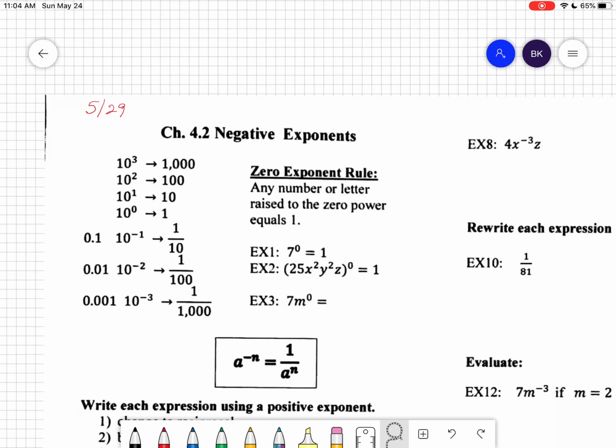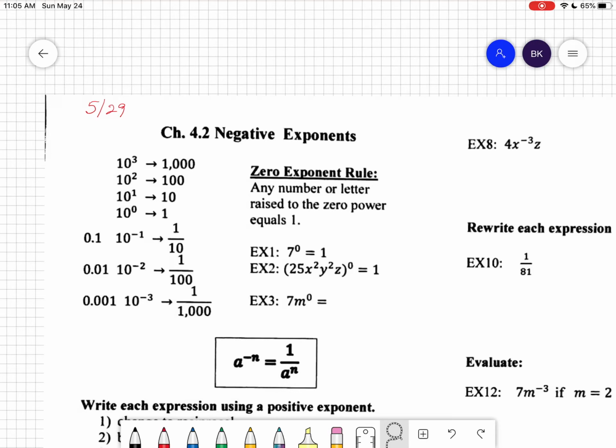So the first thing I would like to talk to you about is the zero exponent rule. The zero exponent rule tells you that any number or letter raised to the 0 power equals 1. Always 1. 1,000,000 raised to the 0 power is always 1. 7 to the 0 power is 1. Example number 2, this expression raised to the 0 power is 1.